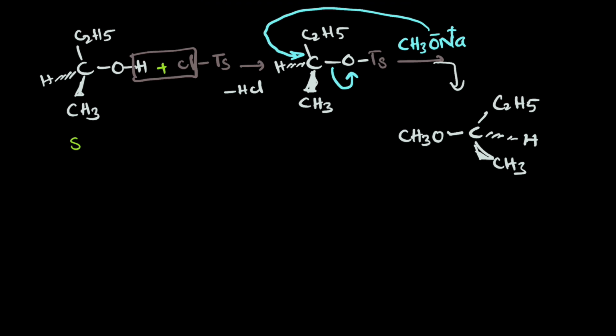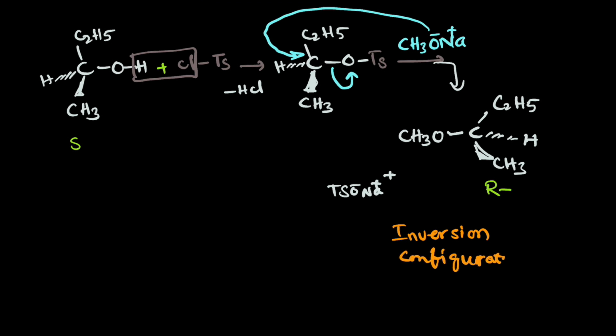Therefore, in the Williamson synthesis reaction, both retention and inversion of configuration are possible. Retention is possible when the alcohol reacts with sodium metal, and that sodium alkoxide reacts with the alkyl halide. When tosyl chloride is used to provide a good leaving group, the inversion product forms. So keep in mind, this is the clear information about the Williamson synthesis reaction.